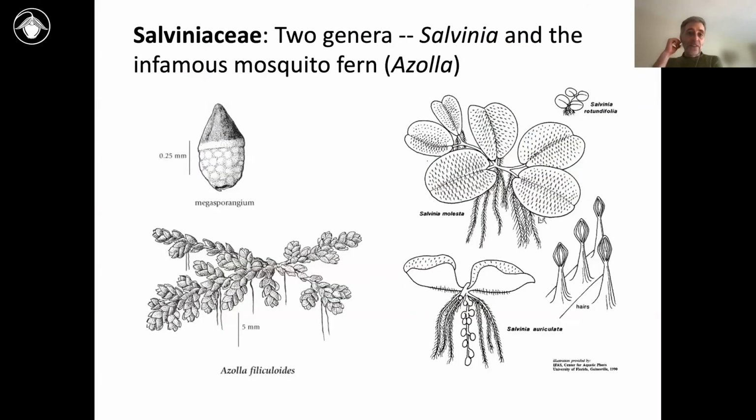The other family is Salviniaceae. Again, 2 genera. Both of them occur in California to some extent. There's Azolla, the mosquito fern, and Salvinia, water spangles. And I'll introduce those very briefly.